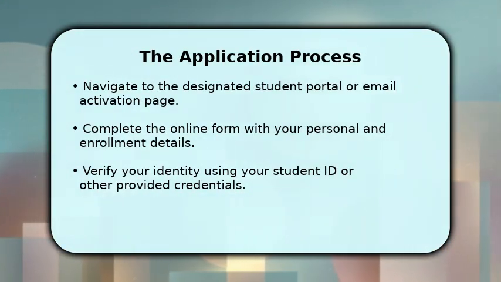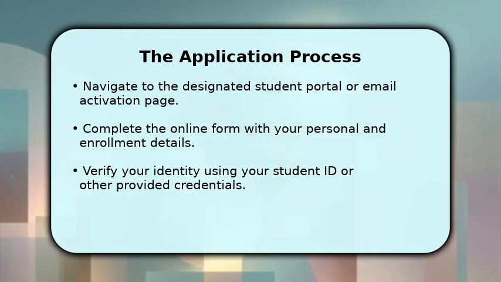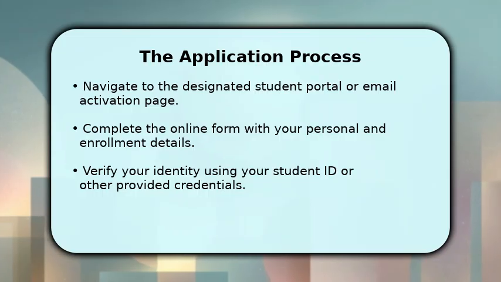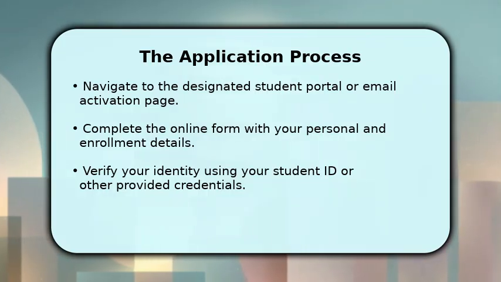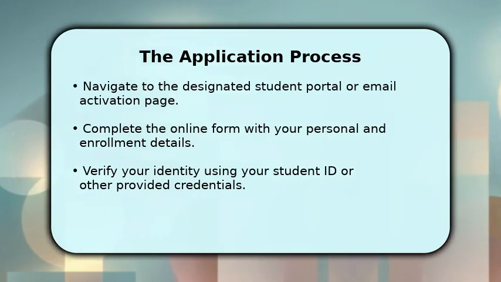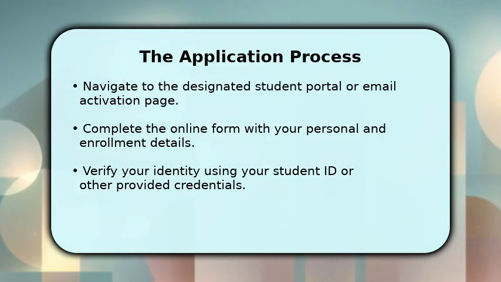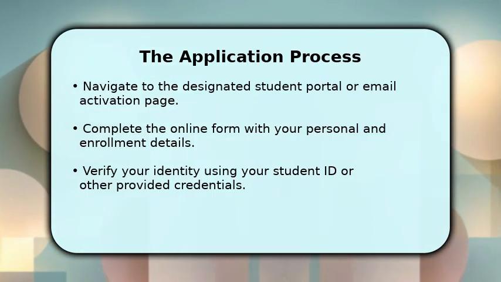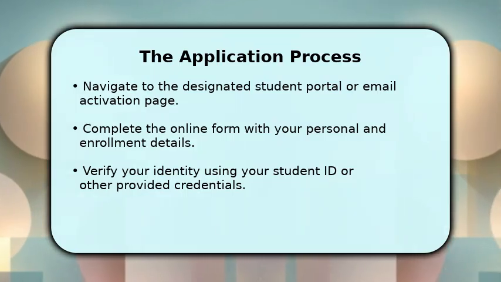You'll typically find a dedicated student portal or an email activation page on your university's website. Carefully fill out the online form, providing all your personal and enrollment details as requested. It's crucial to accurately verify your identity using your student identification number or any other credentials the university specifies. This step is vital for security.